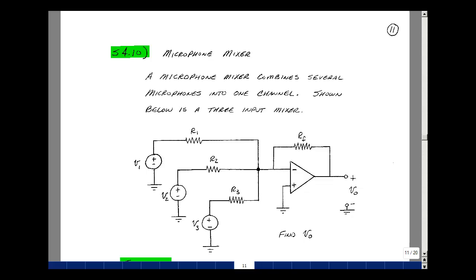This lesson deals with Supplemental Problem 410. You can find this problem in the ECE201 ebook in the Chapter 4 Supplemental Problems on page 11. What's shown below here is a microphone mixer. It takes several microphones and combines them into one channel output. Let's find the voltage V out.